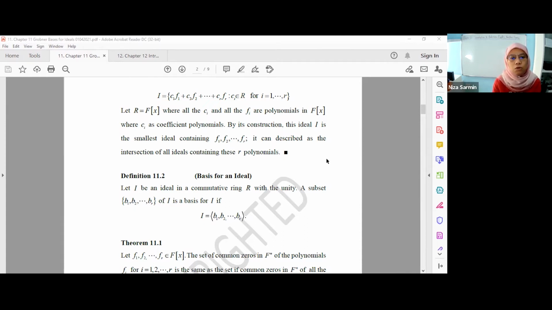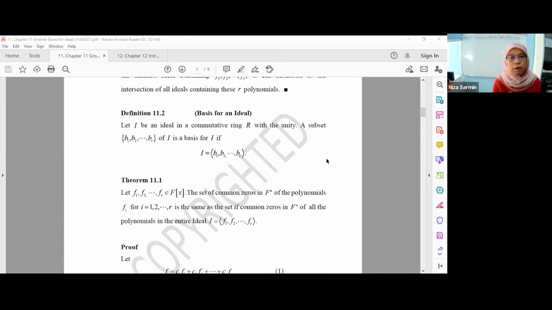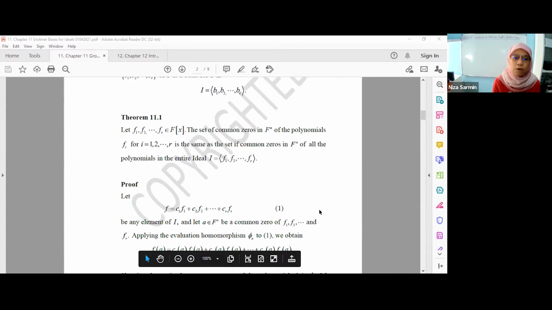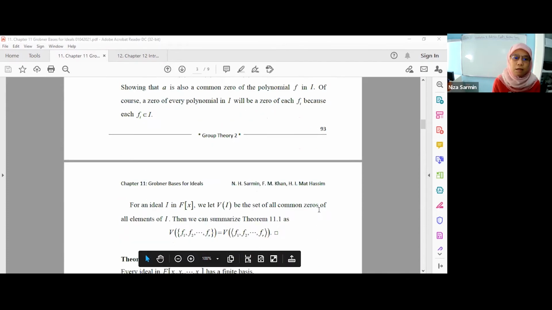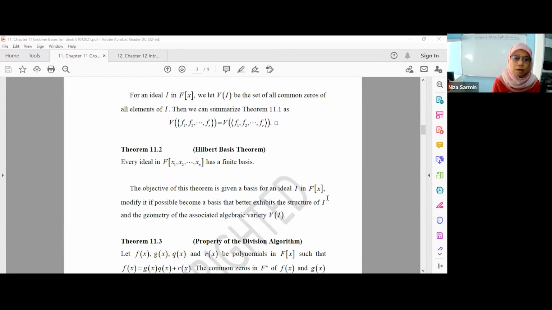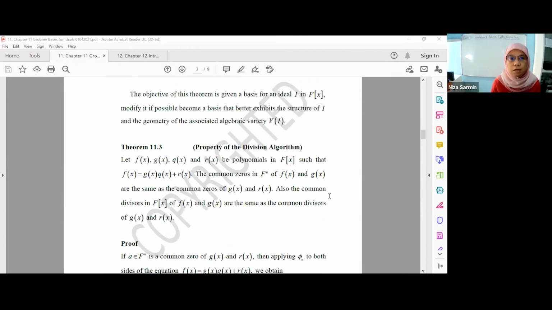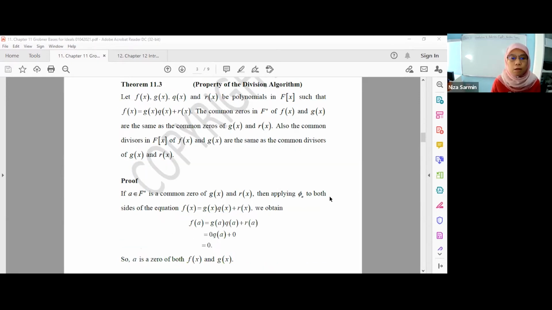Okay, then go on to the basis for our ideal. So remember, our ideals are all in polynomial rings. Okay, so next. Go down a little bit where we can see here. Next. Okay, every ideal has a finite basis. You will be given a set of basis polynomials, and you have to know how to do the division algorithm. I did that in the last class, in which you do long division. Okay, next.